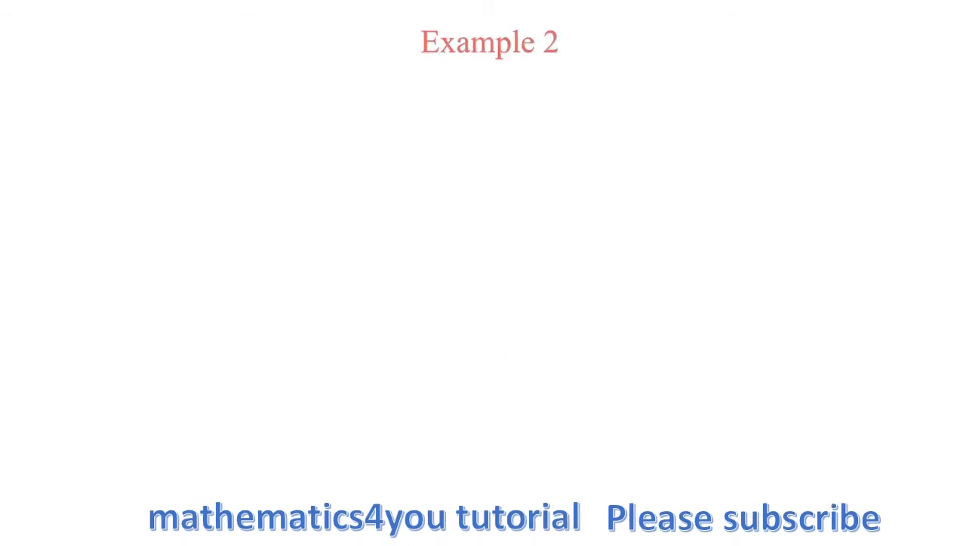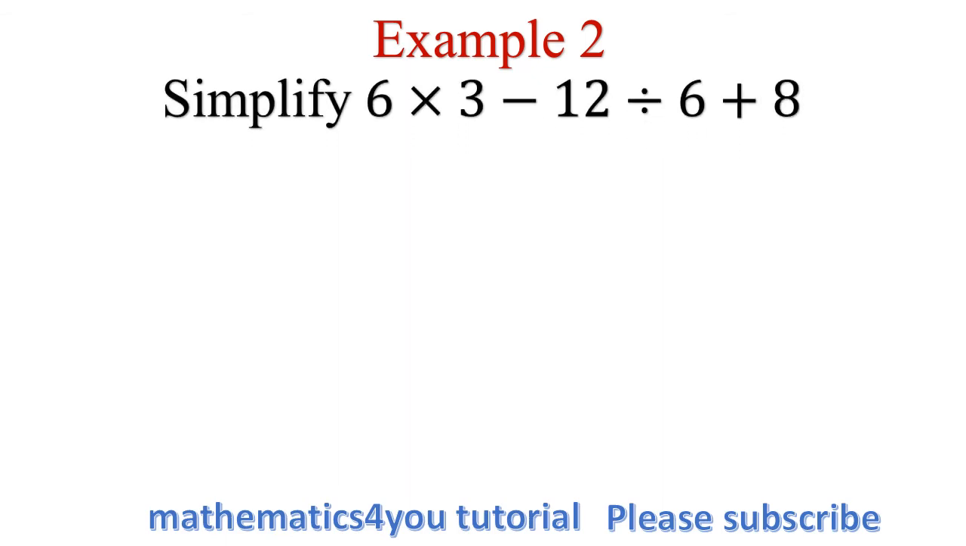Example 2. Simplify 6 times 3 minus 12 divided by 6 plus 8. The first thing you look for is parentheses. There are no parentheses there, so you look for orders, which stands for powers or exponents and square roots. If there are none, the next one you look for is what? DM, division and multiplication. Here we have multiplication and we have division.